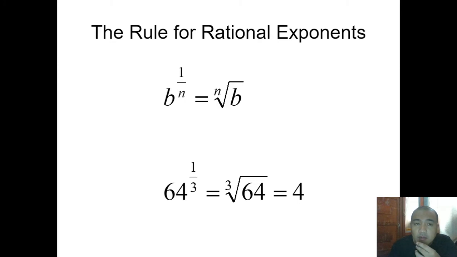So the rule for rational exponents: b raised to 1 over n is equal to the nth root of b. So that we have here 64 raised to 1/3 means the cube root of 64, which is equal to 4. Okay, because 4 times 4 times 4 is 64.